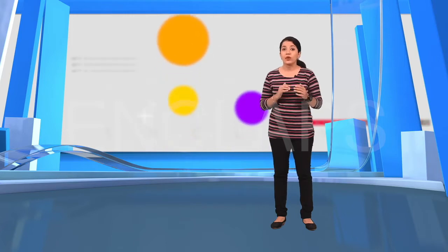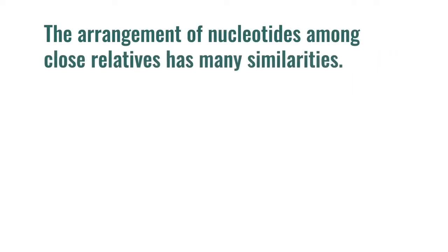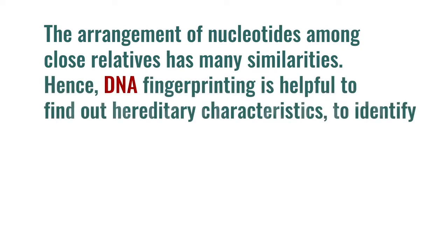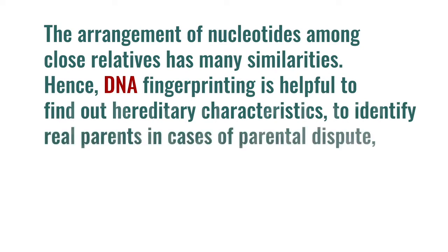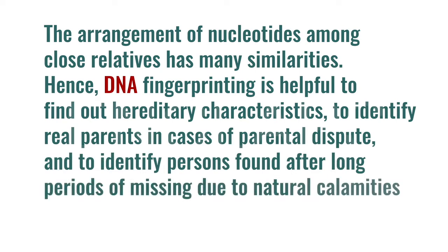Now, let's understand what the technology really means. DNA fingerprinting. The arrangement of nucleotides among close relatives has many similarities. Hence, DNA fingerprinting is helpful to find out the hereditary characteristics, to identify the real parents in case of parental dispute, and to identify persons found after long periods of missing due to natural calamities or war.